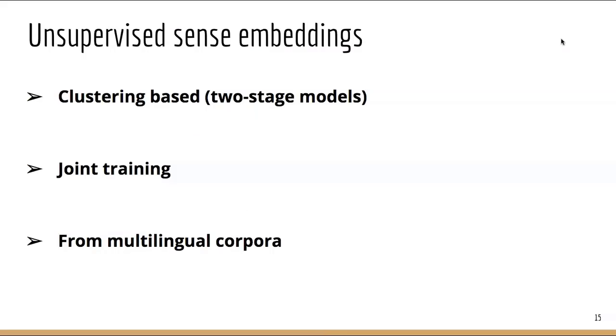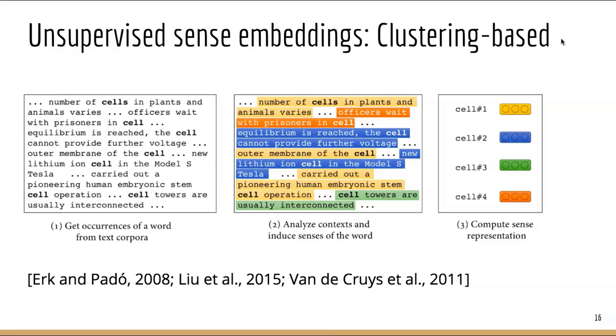We can divide unsupervised sense embeddings into roughly three main approaches. That is clustering based, or what is also commonly known as two-stage models, joint training, or sense embeddings that are learned from multilingual corpora. Let's start with the first one, clustering based. This is the main approach.